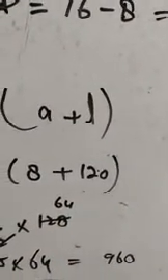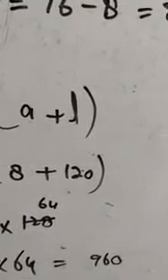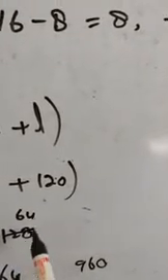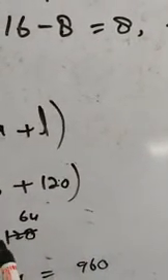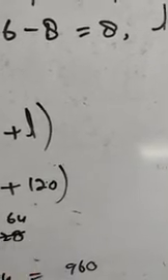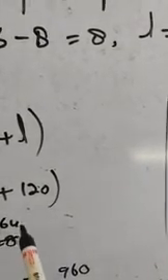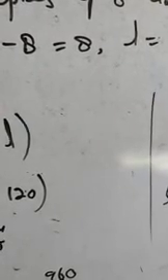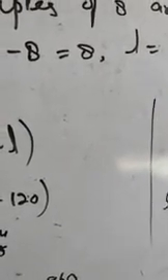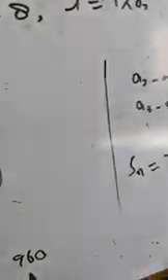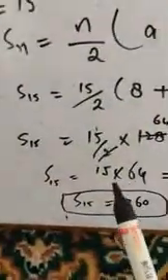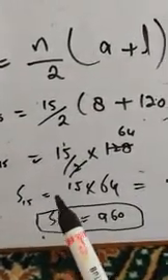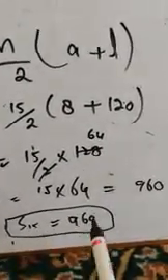By this method, you find out S15 equal to 15 divided by 2 into 120 plus 8, 128. That means 2 1 is 2, 64. That is S15 equal to 15 into 64. 64 into 15, that is equal to 960. So you should note that S15 is equal to 960.